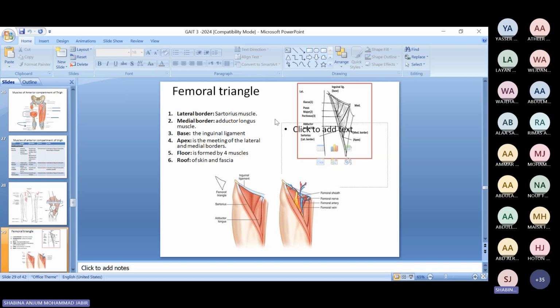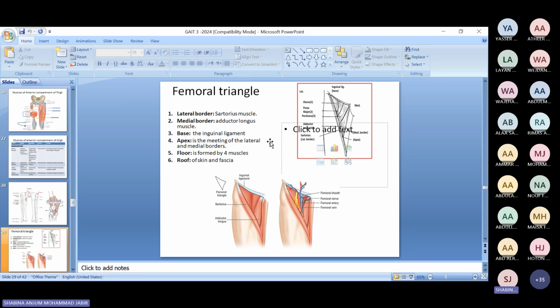So what are the boundaries for this triangle? Laterally, this is the lateral border, which is formed by a big muscle called the sartorius. What about the medial boundary? Medially we have the adductor muscles. What are they going to do? Adduction. So we have the lateral border by the sartorius muscle, and medially we have the adductor longus muscle.